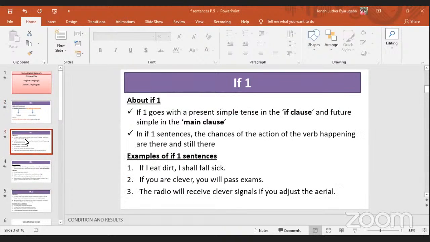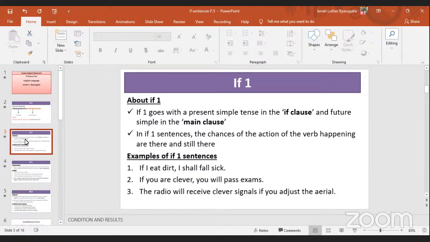So, if one. This is now specifically if one. I was explaining all if sentences, but now we are going to focus on if one. If one goes with the present simple tense in the if clause. Remember that the present simple tense denotes something done on a regular basis, like she goes to school, or they walk every day.